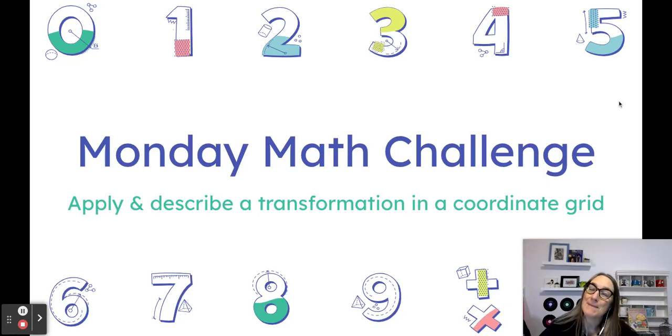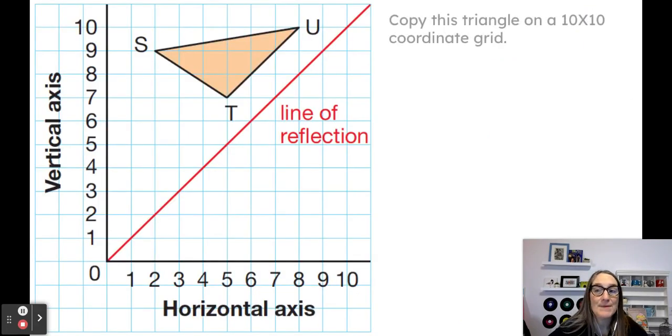Welcome to this week's Monday Math Challenge, where you're going to apply and describe a transformation in the coordinate grid. Your first job is to copy this triangle on a 10 by 10 coordinate grid. Now, you might want to pause the video right here and make sure that you get that ready to go before moving on with the next steps.